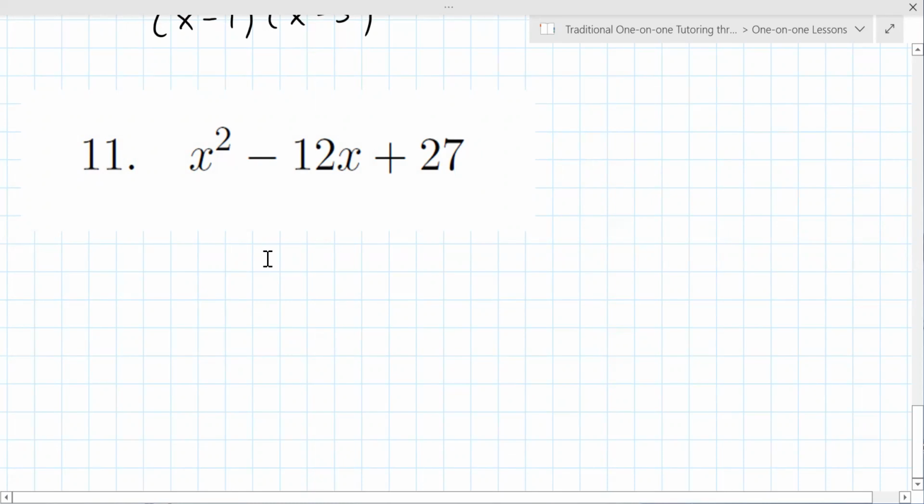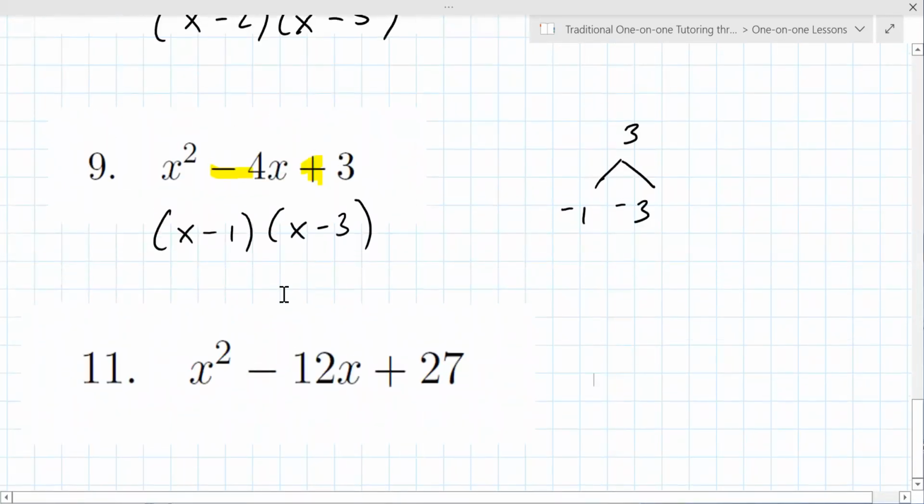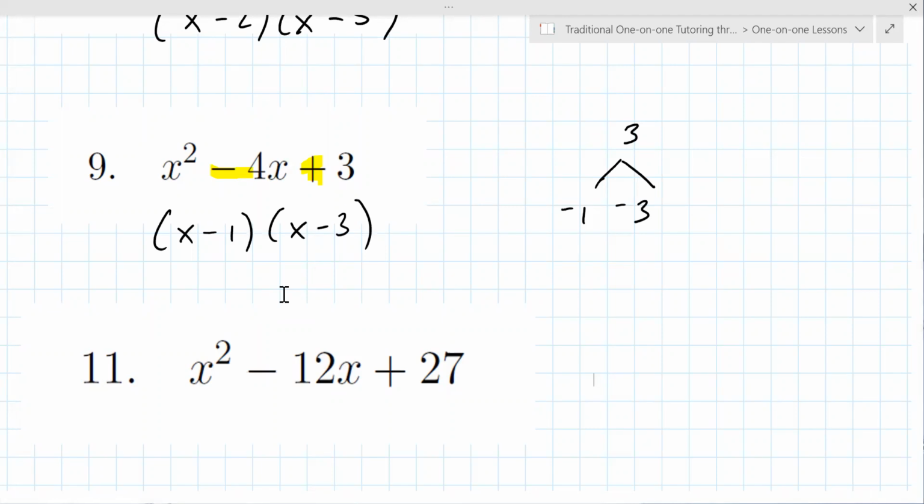Can you scroll up to the other one? I got it down. Of course. They multiply to 27, right? Yes, they multiply to 27.